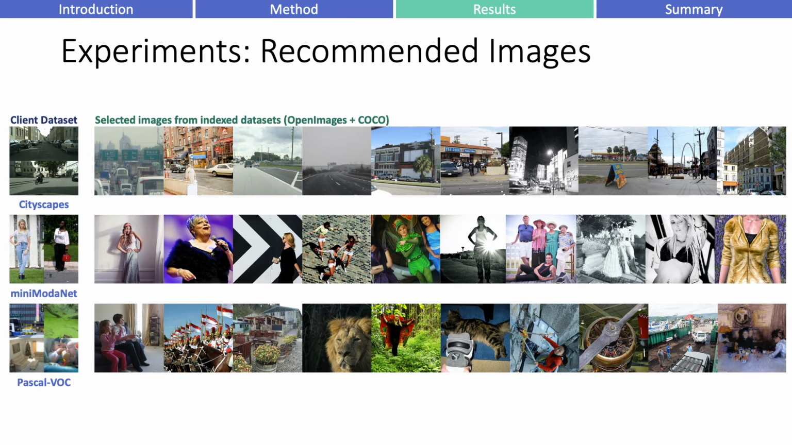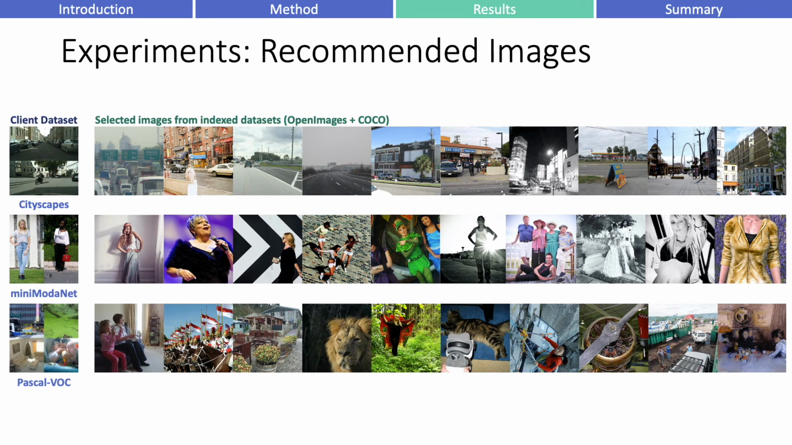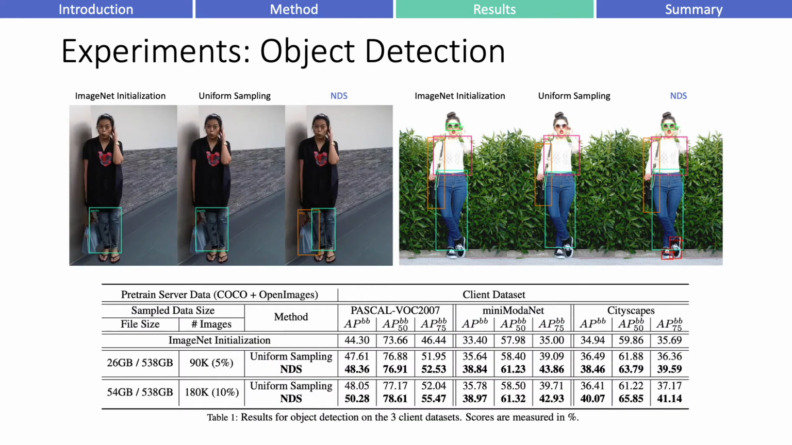Here, we show for each client dataset samples of images recommended by our NDS. We use the union of Coco and OpenImages as our data server and consider different client scenarios. Autonomous driving domain using the Cityscapes dataset, fashion domain using the ModaNet dataset, and general scenes using Pascal dataset. Note how samples from recommended subsets are visually related to the client's dataset.